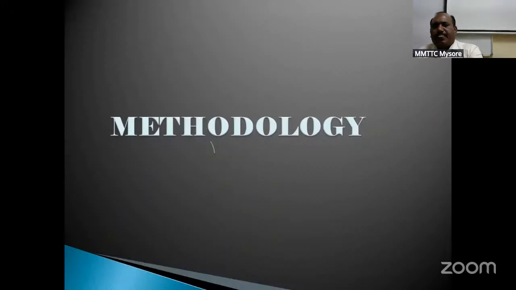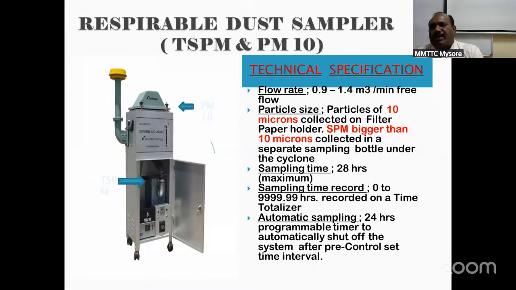The methodology I followed in this project uses a respirable dust sampler, which we have in the department. There are two devices, for PM10 and total suspended particulate matter, sponsored by the Department of Science and Technology in 2018. It has an automatic 24-hour programmable timer, the control settings can be adjusted, and it records. It can also collect the bigger SPM, bigger than 10 microns, in a separate sampling bottle under the cyclone separator, with a maximum sampling time of 28 hours. We have used this device, and still use it, to collect TSPM and PM in many places in Mysore and urban areas.